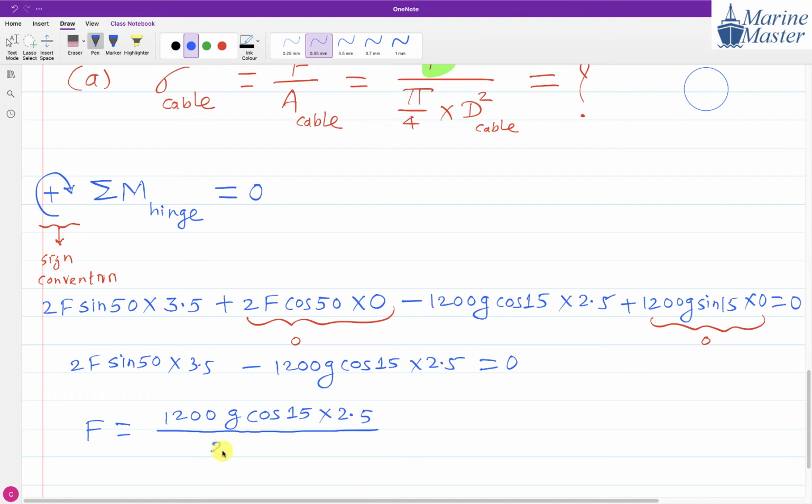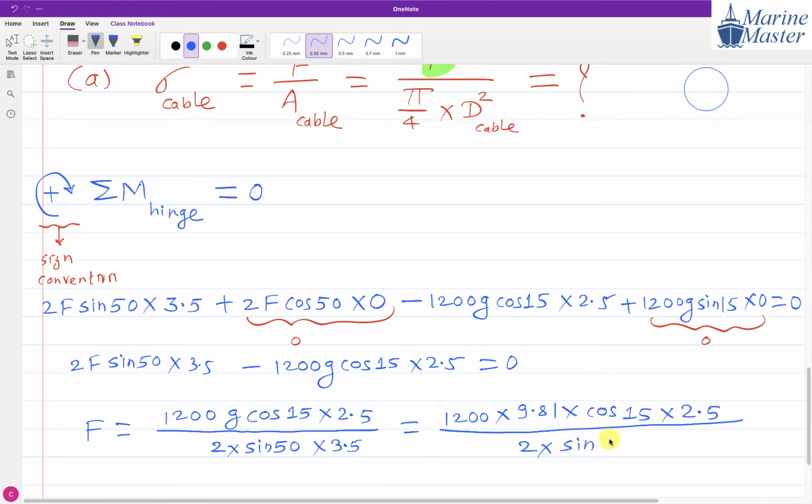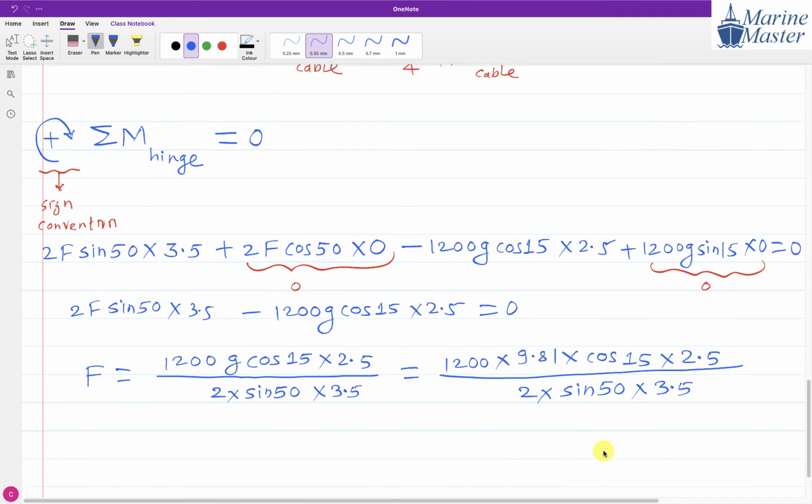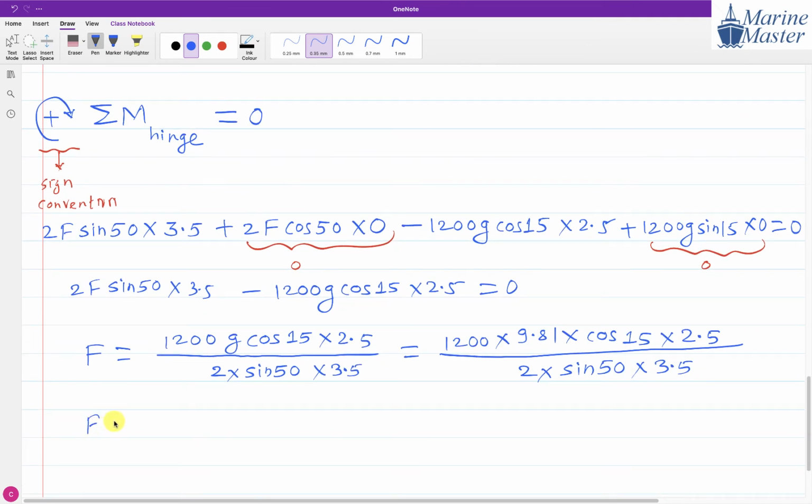2 into sin 50 multiplied by 3.5. So 1200 multiplied by 9.81 into cos of 15 into 2.5, divided by 2 into sin 50 into 3.5. You are getting my point? Before going further, please do this calculation. Always try to do the calculation.